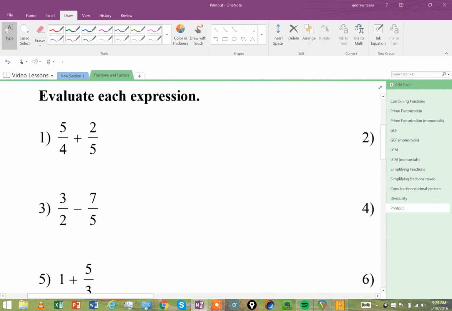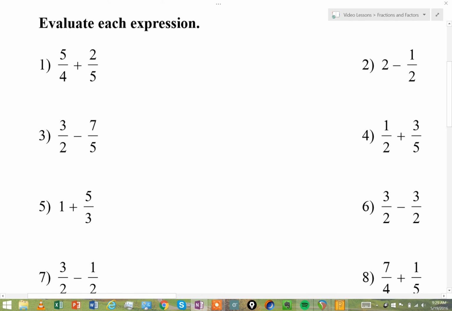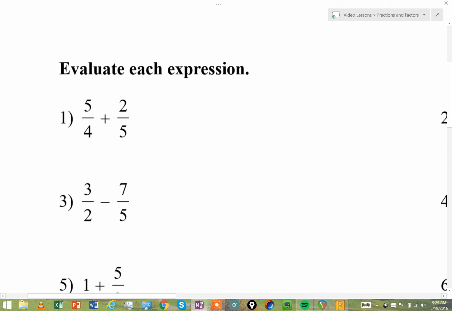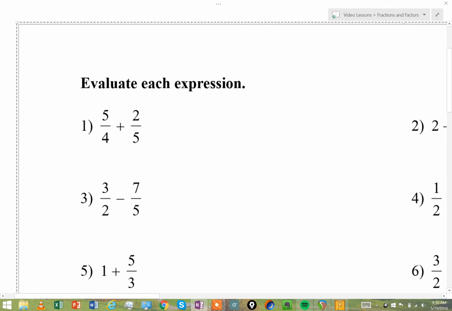So we're going to start today with some fractions here. So basically adding and subtracting fractions. So for the first one, we have 5/4 plus 2/5. So the method that I'm going to show here is a little different from what you're probably used to. I call it the cross multiply method, okay?